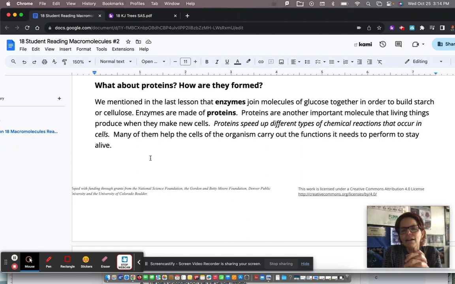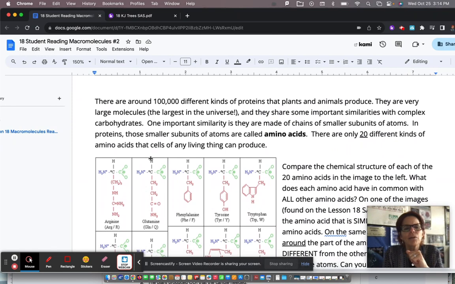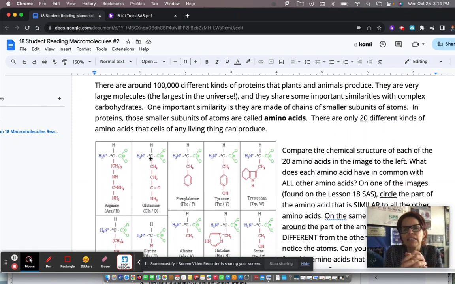Proteins speed up different types of chemical reactions that occur in cells. Many of them help the cells of the organism carry out the functions it needs to perform to stay alive. In our liver lab, you saw the enzymes breaking apart the hydrogen peroxide, and then you see the bubbles forming when the enzyme is pulling the hydrogen peroxide apart. There are around 100,000 different kinds of proteins that plants and animals produce. They are very large molecules, the largest in the universe, actually, and they share some important similarities with complex carbohydrates.